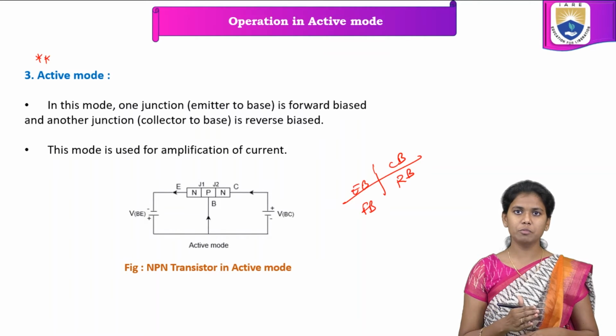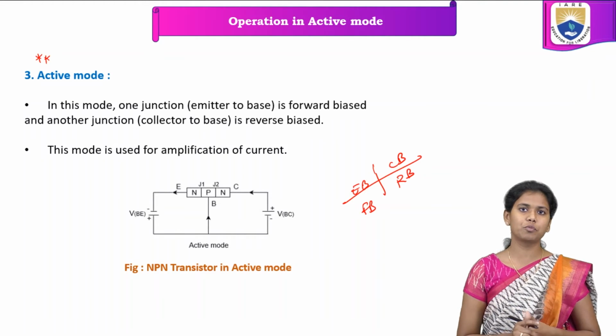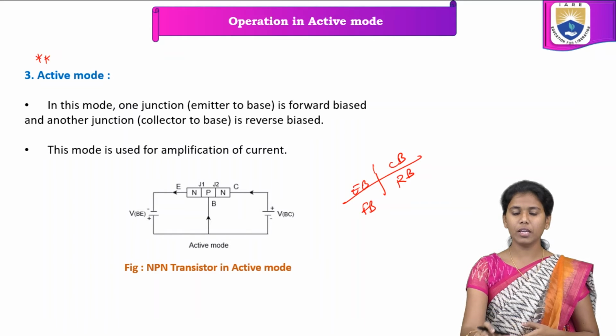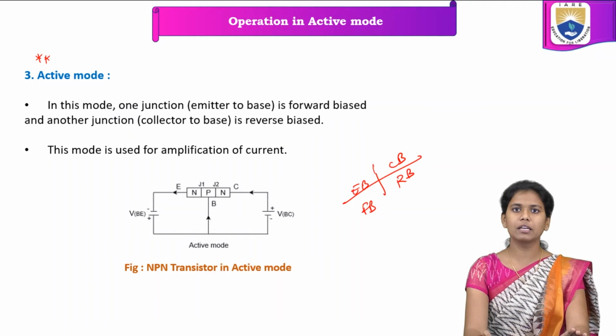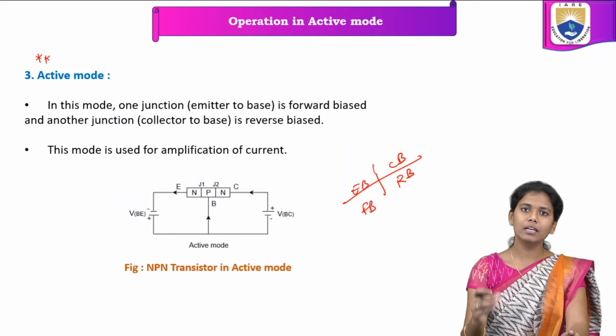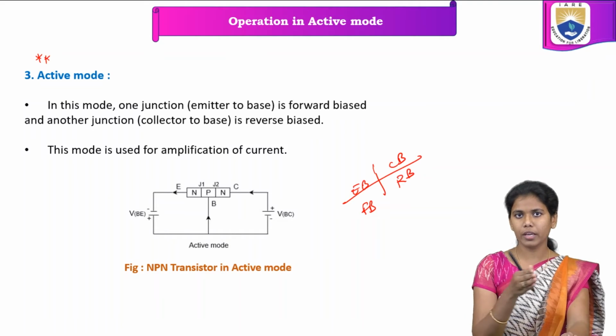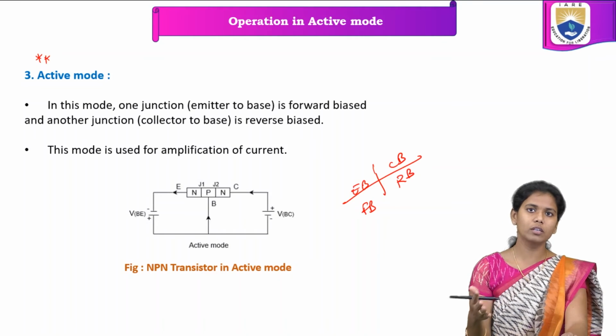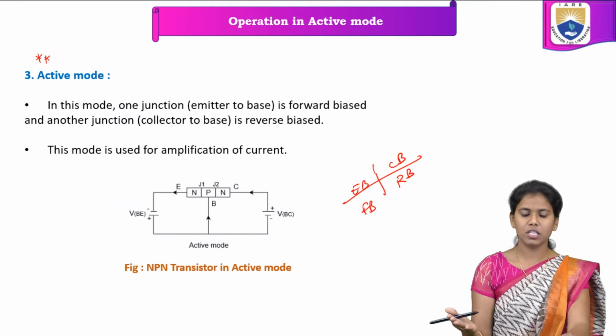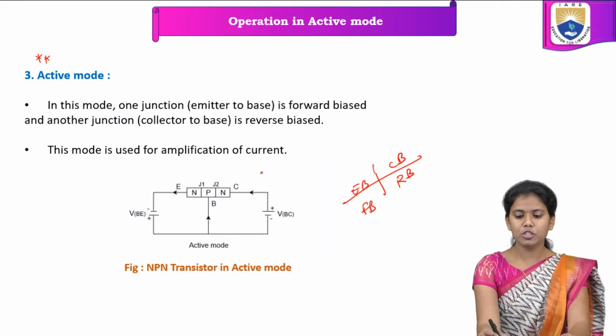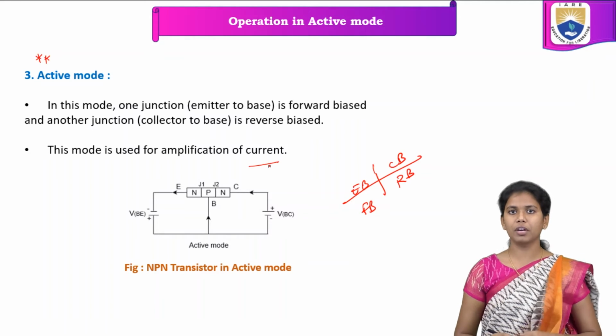When it is in the reverse bias, we say that nil current is flowing across the junction. But in this active mode, in this particular scenario, we can say that a little current is flowing across one junction and no current is flowing in the other junction. So this mode is used for the amplification of current.